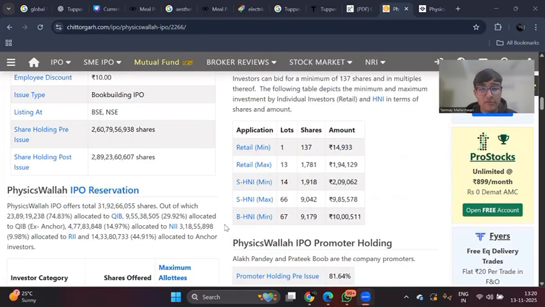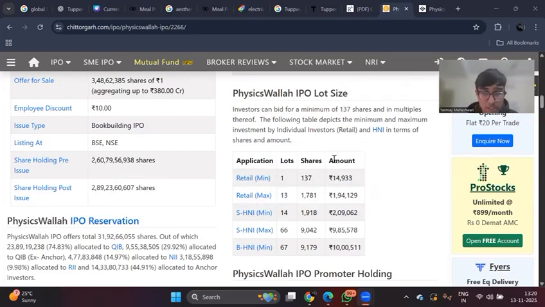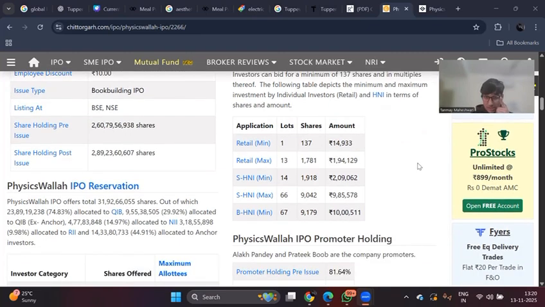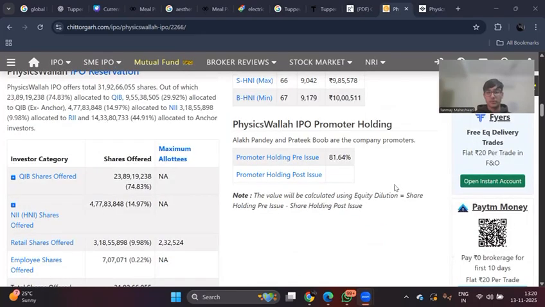If we look at the application requirements for various categories, for retail investors, the minimum limit is one lot, making up 14,933 rupees. Then for retail investors, the maximum limit is 13 lots, making up 1,94,129 rupees. Then for SHNIs, the minimum limit is 14 lots, 2,09,062 rupees. And then for the maximum limit of SHNIs, 66 lots, making up 9,85,578 rupees. And for BHNIs, the minimum limit is 67 lots, I'm sorry, for 10 lakh 511 rupees.